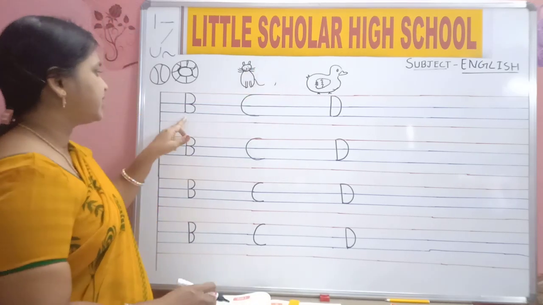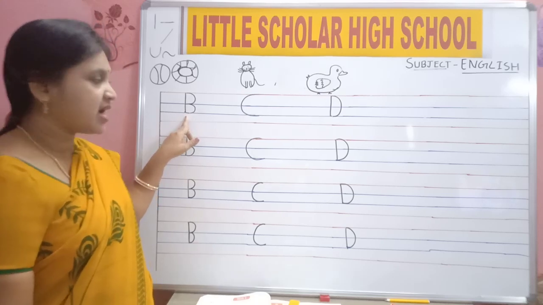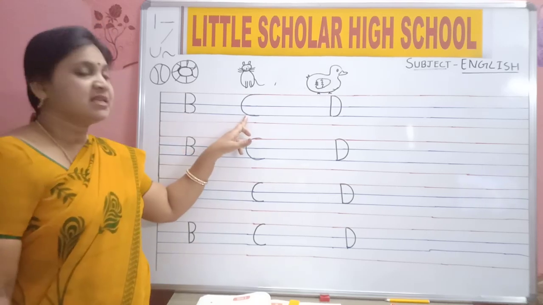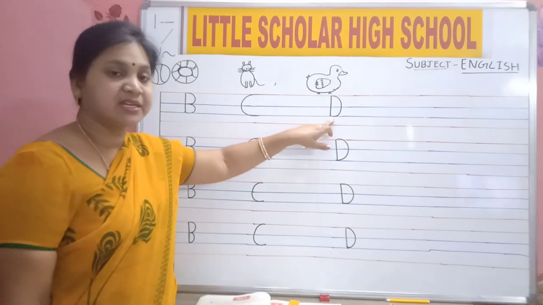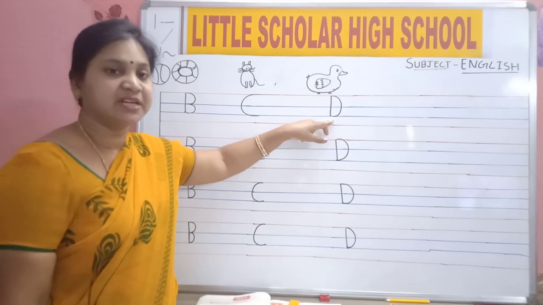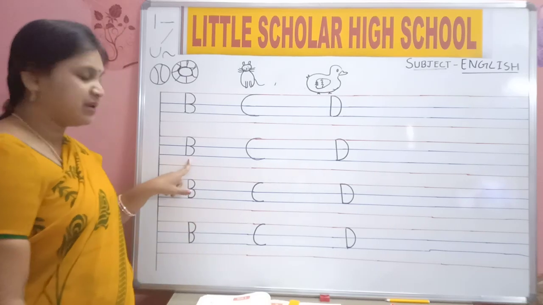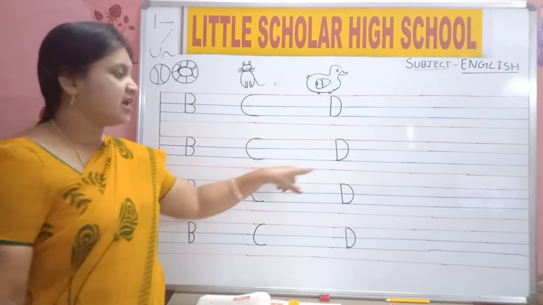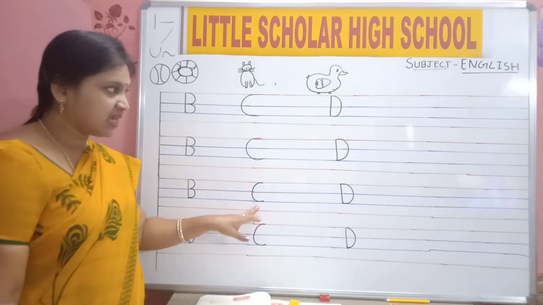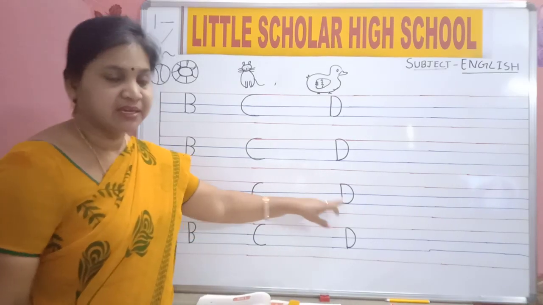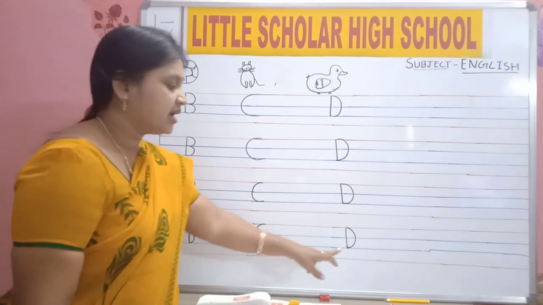Children, which letter is this? B. B for ball. B for bat. C for cat. C for carrot. Which letter is this? D. D for duck. D for donkey. D for dog. Again say B, C, D.